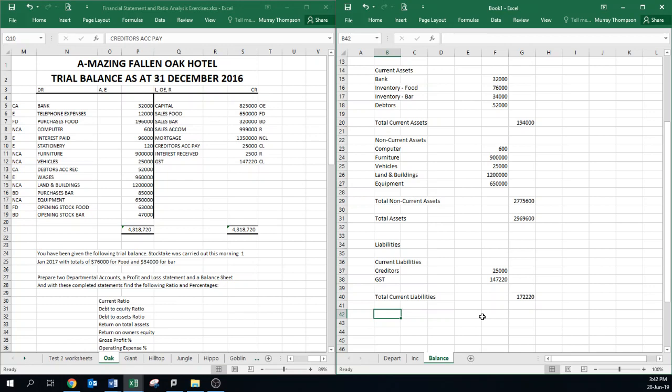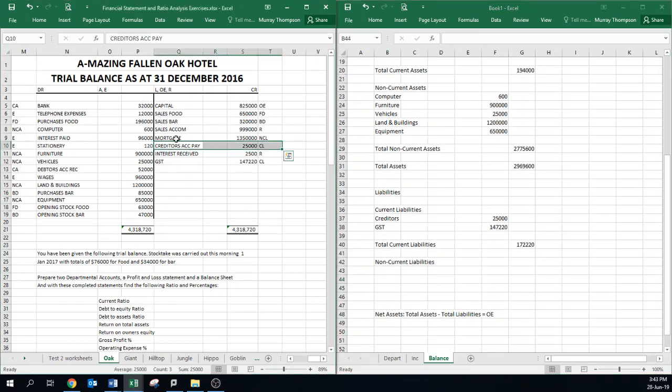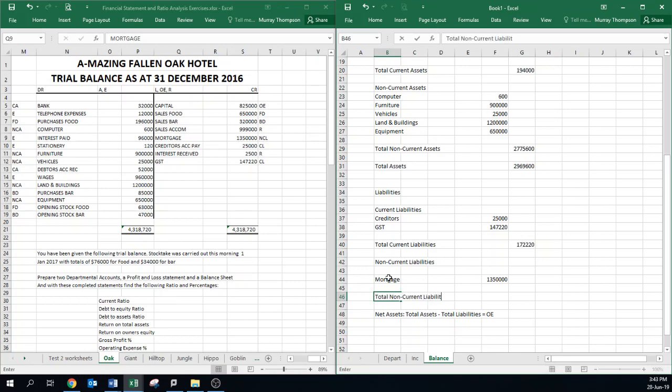Now we come to the last portion of liabilities, and we have non-current liabilities. These are our long-term liabilities, and we only have one. We've got our mortgage here, the mortgage that we had to have to buy some buildings. So we'll put in the mortgage. So that is 1350. So then we go to total non-current liabilities. Okay, 1350.